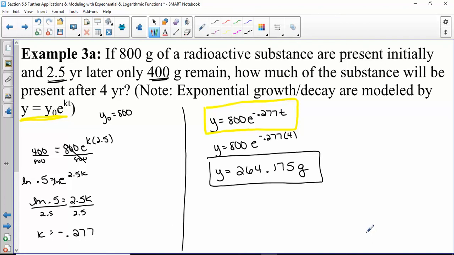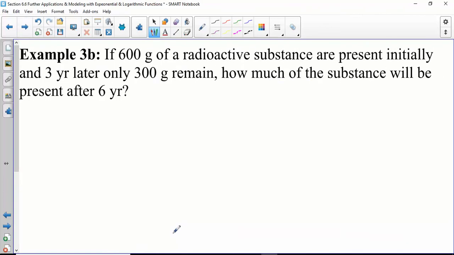Alright, so that one was a little more challenging, had a few more steps. I'd like to try another one like that. Okay, so very similar question, similar setup. I just want to walk through this again. So if 600 grams of a radioactive substance are present initially, so that's my Y sub 0, my starting amount. For the equation, we need our Y sub 0 and our K. Remember, the equation is Y equals Y sub 0 e to the kt.